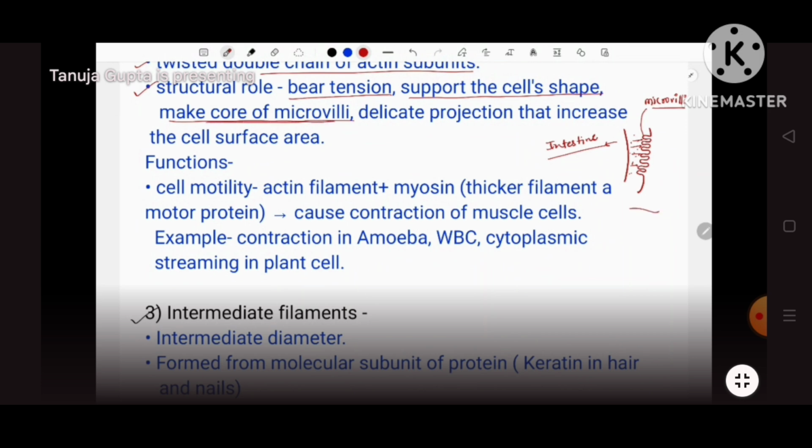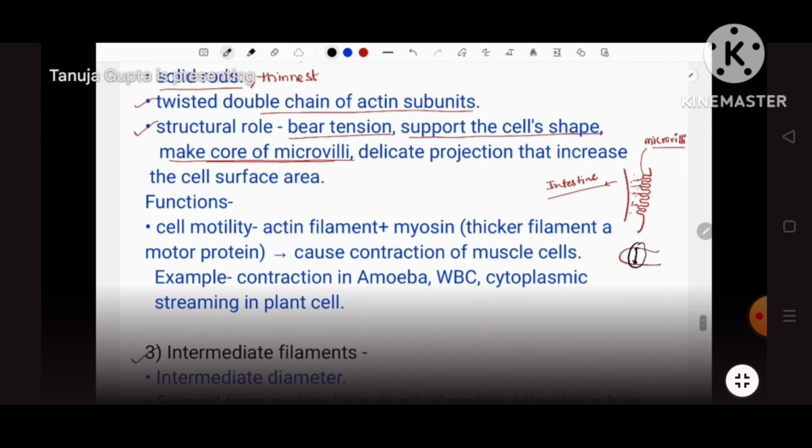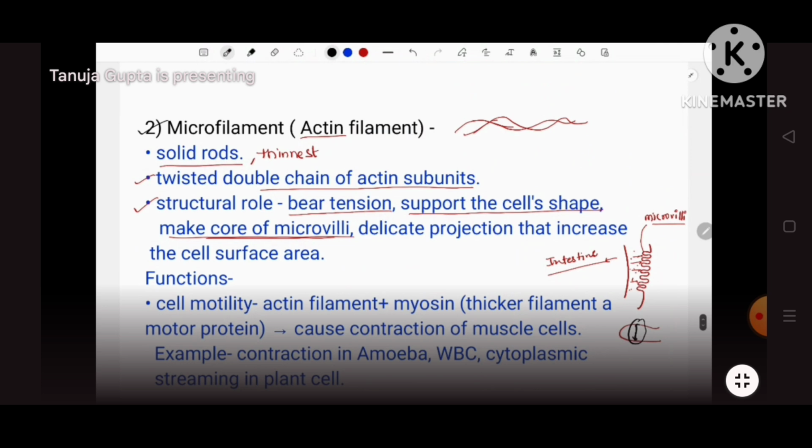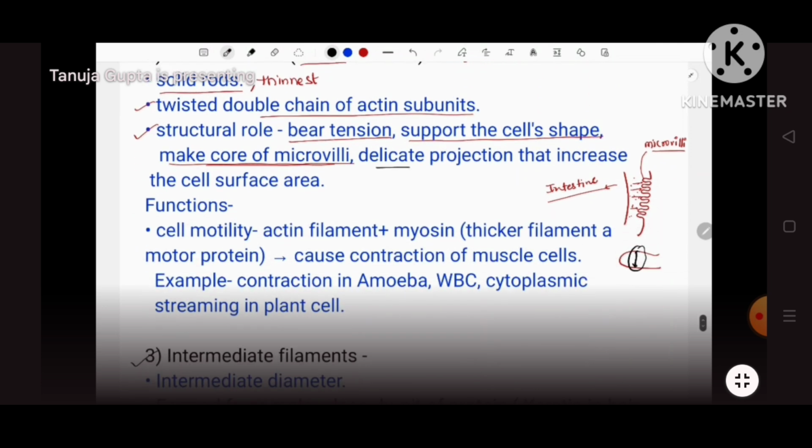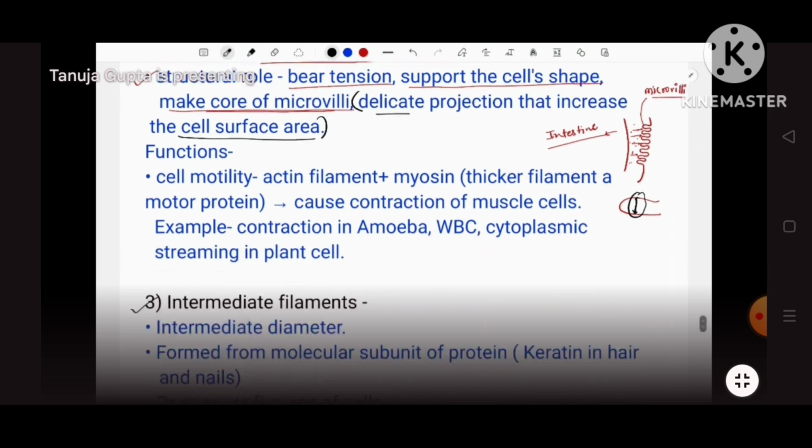Okay, so it makes the core of microvilli. If we see this microvilli, and look inside its structure, it is basically made up of microfilament. Microvilli are delicate projections that increase the cell surface area. So these all are the structural roles of microfilament.